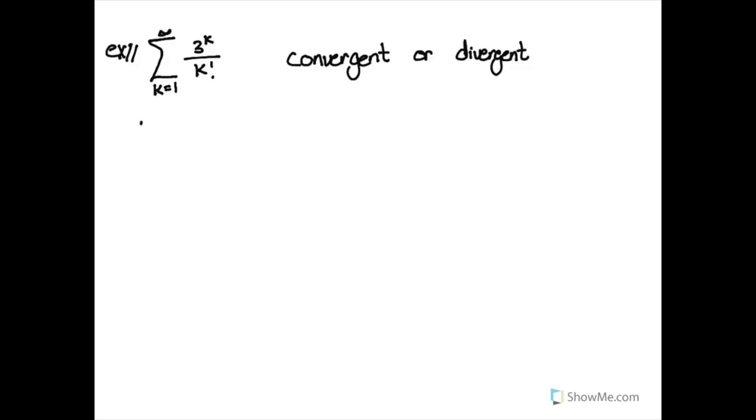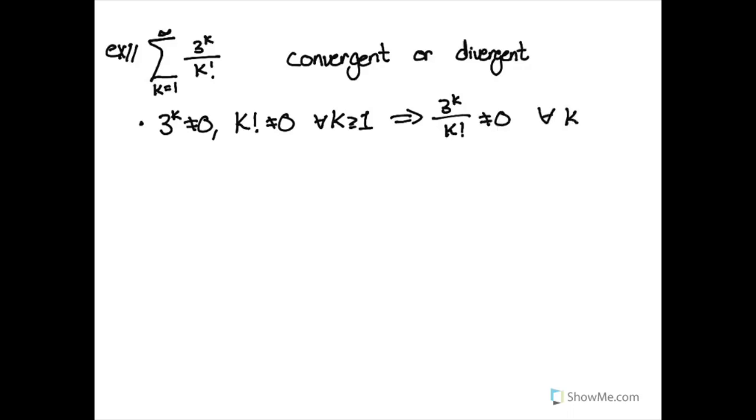But first we need to see if the conditions of the ratio test are satisfied. So again, the first thing is, does it have non-zero terms? Well, 3 to the k is not equal to 0, and k factorial is not equal to 0 for all k greater than or equal to 1, which implies that the terms are not equal to 0. So the series has non-zero terms.